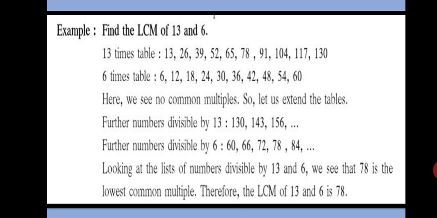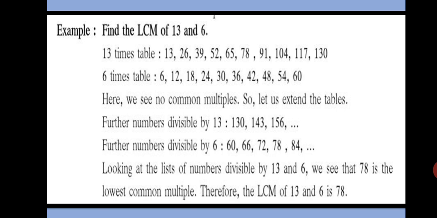So 13 times table is 13, 26, 39, 52, 65, 78, 91, 104, 117, 130. So we have written the 13 times table, 13 ones are 13 till 13 tens are 130. Similarly, you will write the 6 times table. 6 ones are 6, 6 twos are 12 and so on till 6 tens are 60.